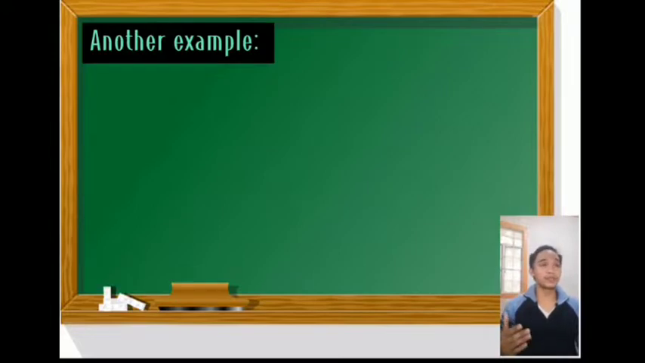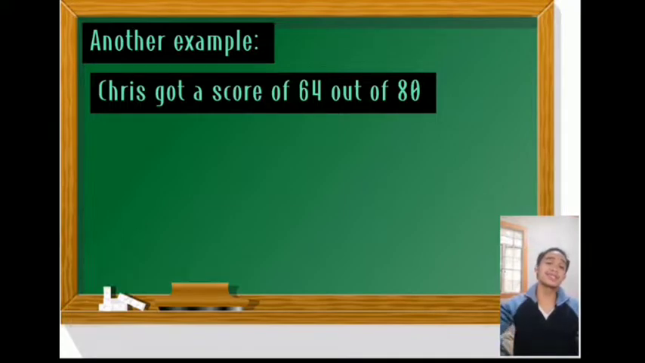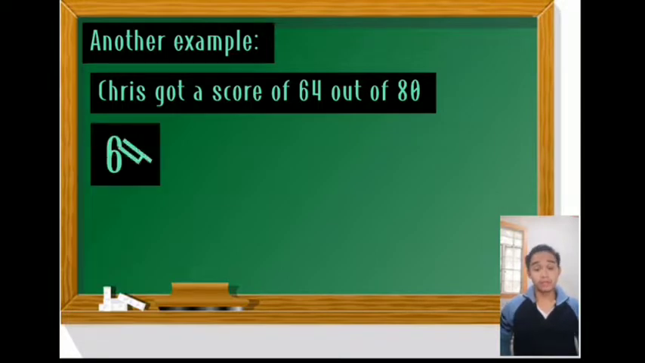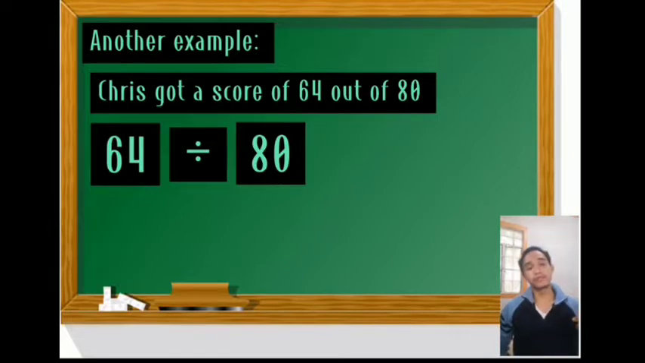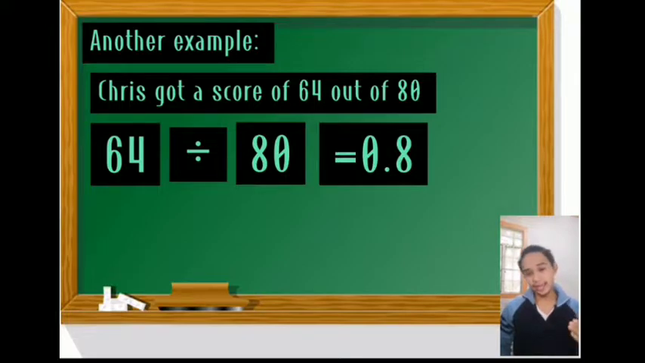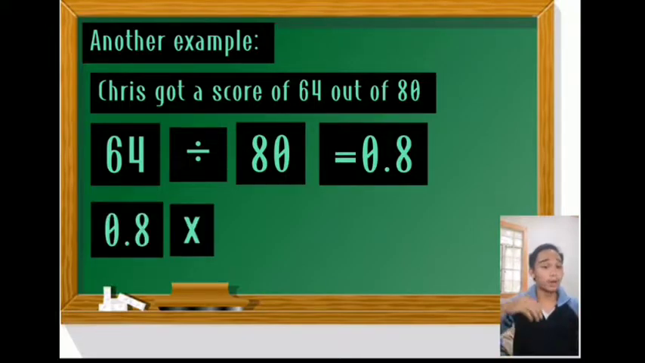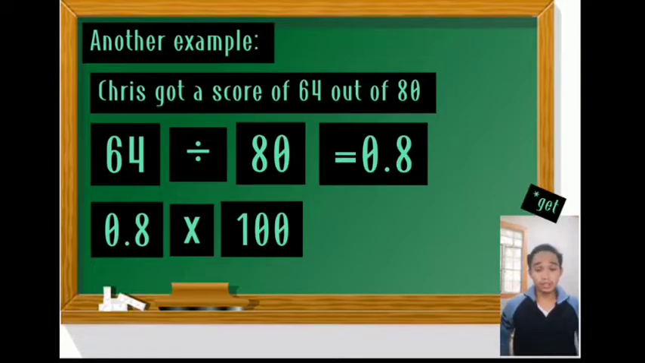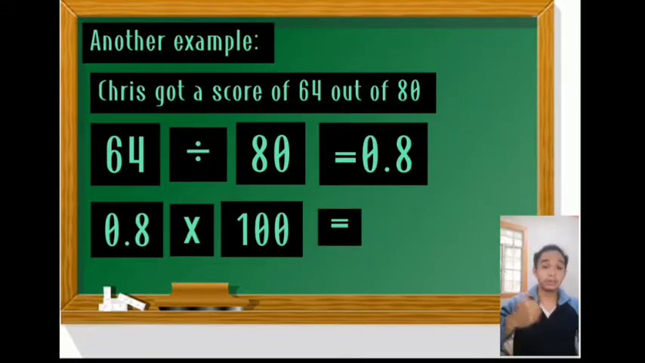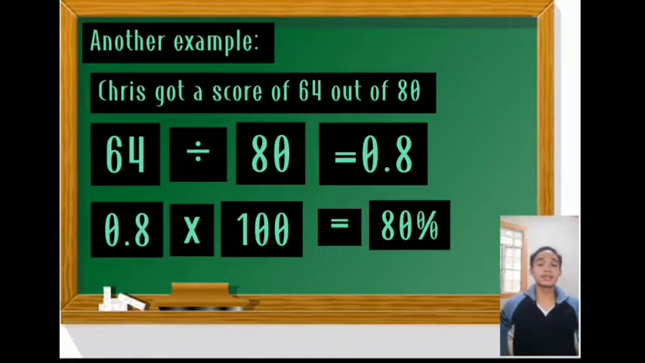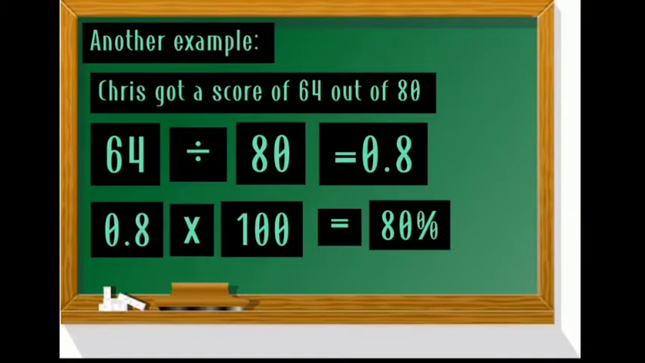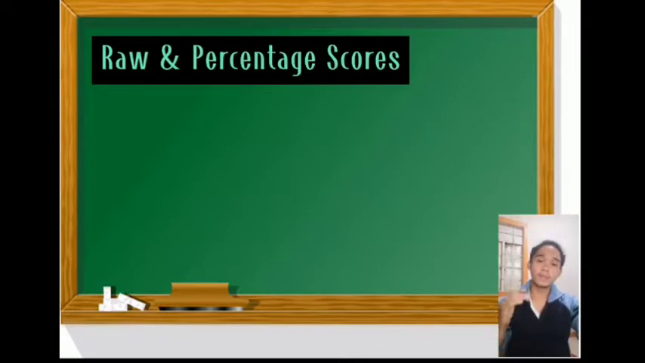So for us to be able to understand the lesson more, here is another example. Chris got a score of 64 out of 80 in an assessment. So we take his raw score of 64 and divide it by the total number of items, which is 80. So 64 divided by 80, we get an answer of 0.8. And we take that 0.8 and multiply it by 100, and we got a percentage score of, you guessed it right, 80%. And that was raw and percentage scores.